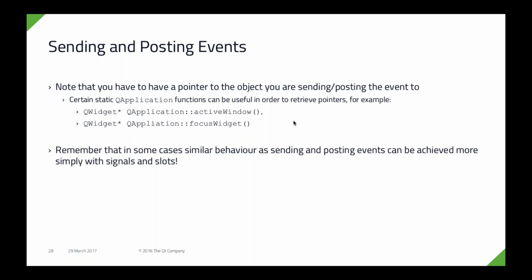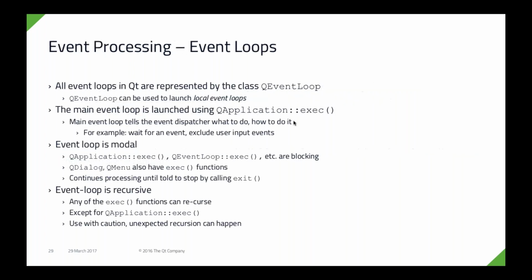Additionally, you can send and post these back to the event loop. So the easy way to do that, if you need to know where it's going to, so an easy way to get hold of the current active window or focused widget is using the QApplication static function to get hold of what's currently focused. So if you have a UI event which you want to pass to the currently focused widget, you can do that. And that will go straight into the event loop.